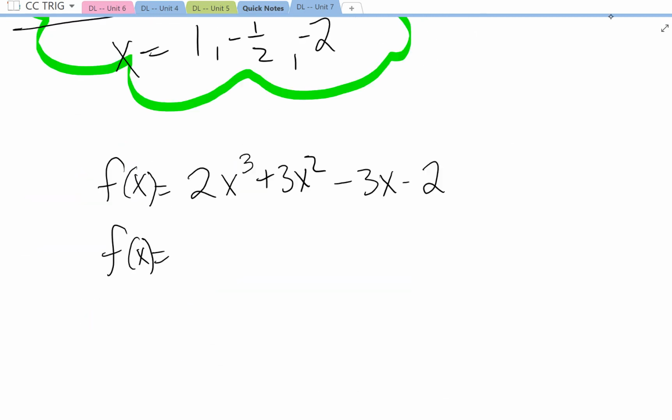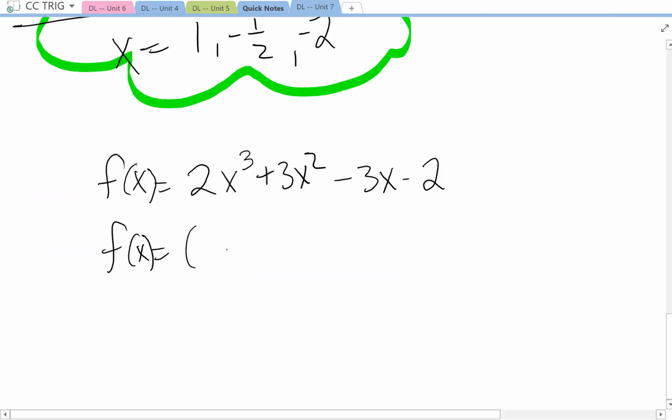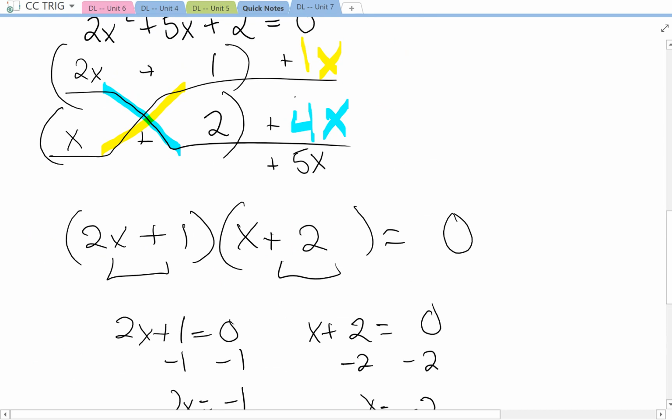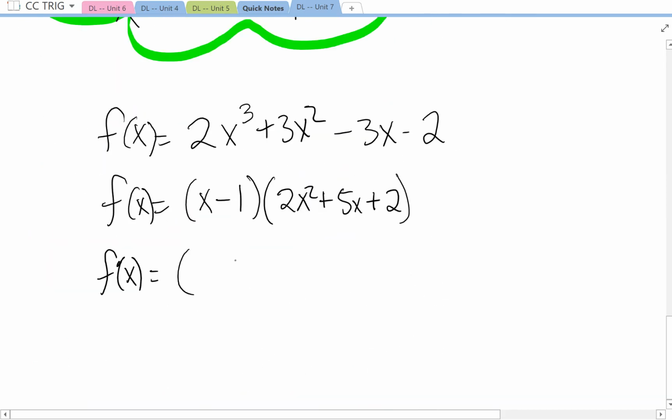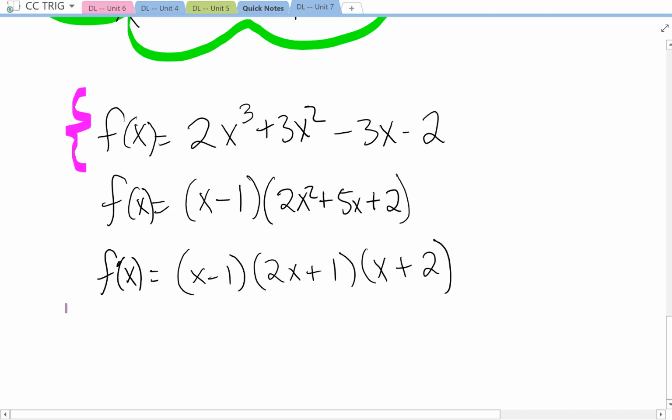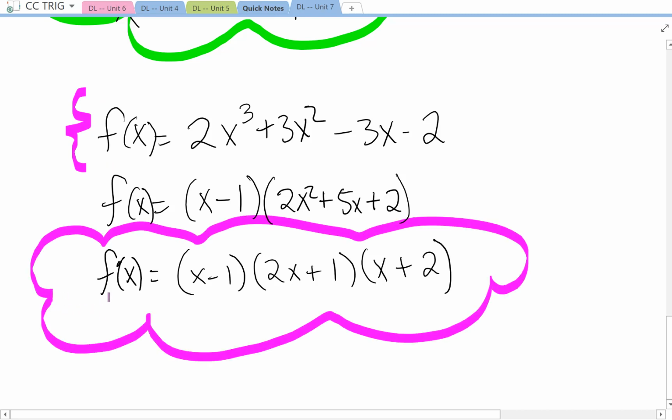When we checked to see if 1 was a 0 of this polynomial, we were dividing it by x minus 1. And that turned out to be a factor, which left us with a quadratic trinomial with 0 remainder. And when we factored that trinomial, we ended up getting 2x plus 1 times x plus 2. So the full factorization of the beginning polynomial is this. That was not asked for in the directions, but it's another benefit of the rational root theorem.